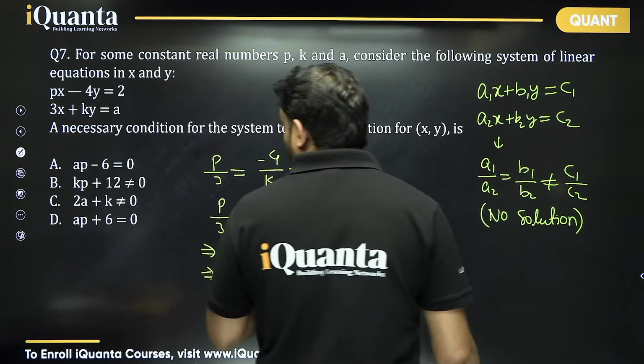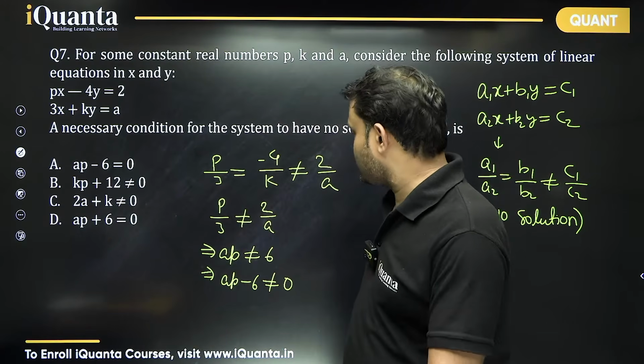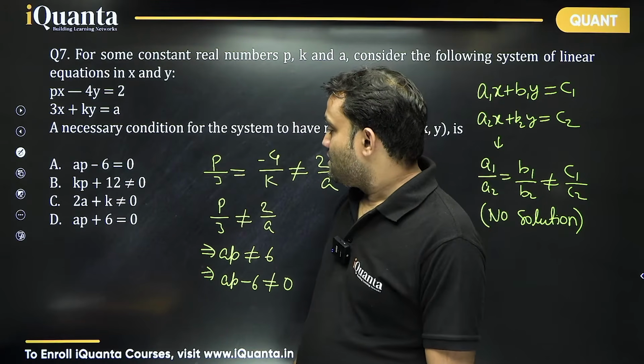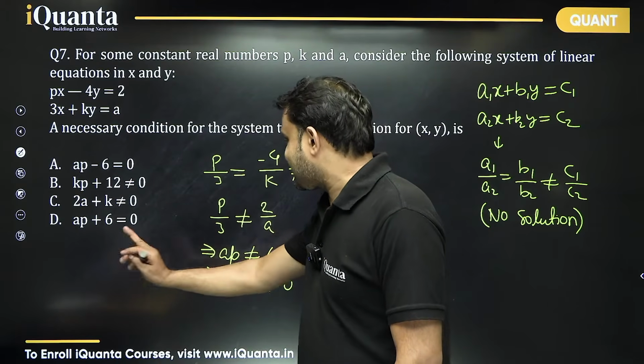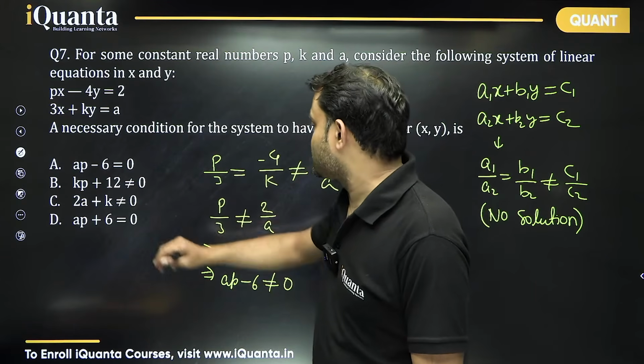Now if we check this, ap minus 6 should be equal to 0. That won't work here. Then ap plus 6 is equal to 0. That also won't work here. So we will have to check the k situation, right?